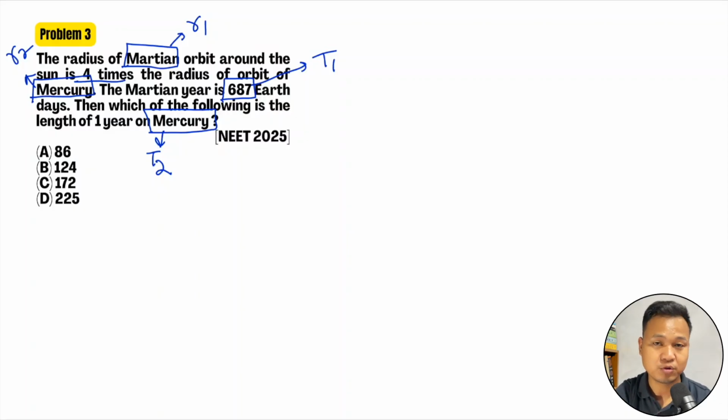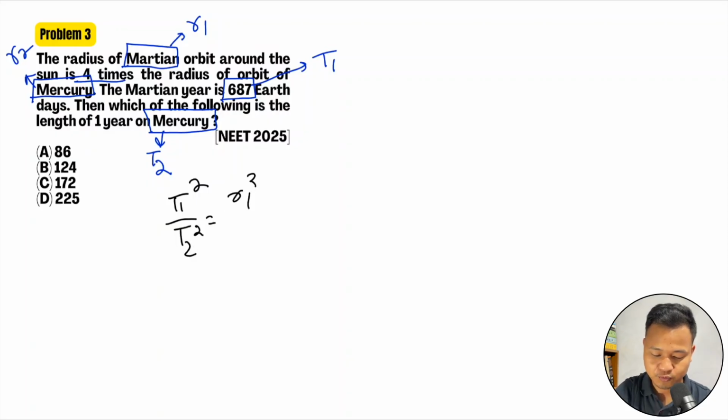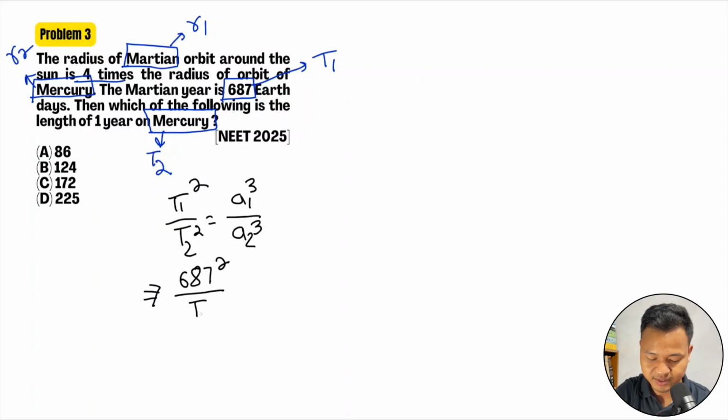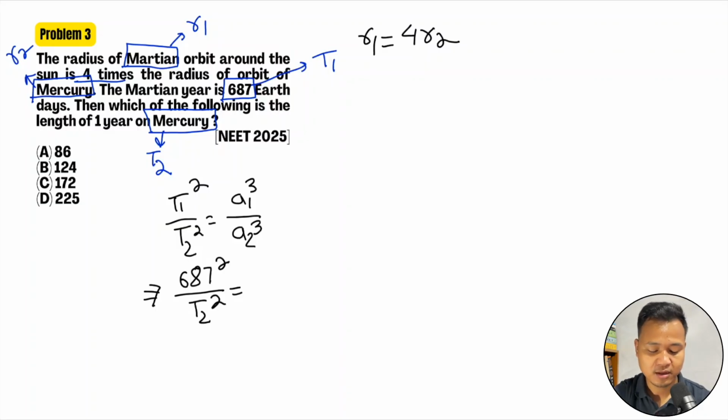Okay, so we apply Kepler's third law. T1 square divided by T2 square equals R1 cube divided by R2 cube. T1 is 687, so 687 square divided by T2 square equals R1 cube divided by R2 cube. So for Mars, R1 is equal to 4 times R2. The orbit radius of Mars is 4 times the radius of Mercury.